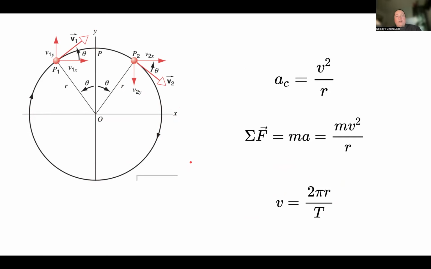If there's an acceleration, there must also be a net force pointing toward the center. We can plug the equation for centripetal acceleration into the force equation, and we see that the force is m v squared over r. I also just wanted to include an additional note. There is this relationship between velocity, period, and radius. 2 pi r is just the circumference of the whole circle, and the period is the time it takes to travel that full circle. From that information, we also have an equation for the velocity.